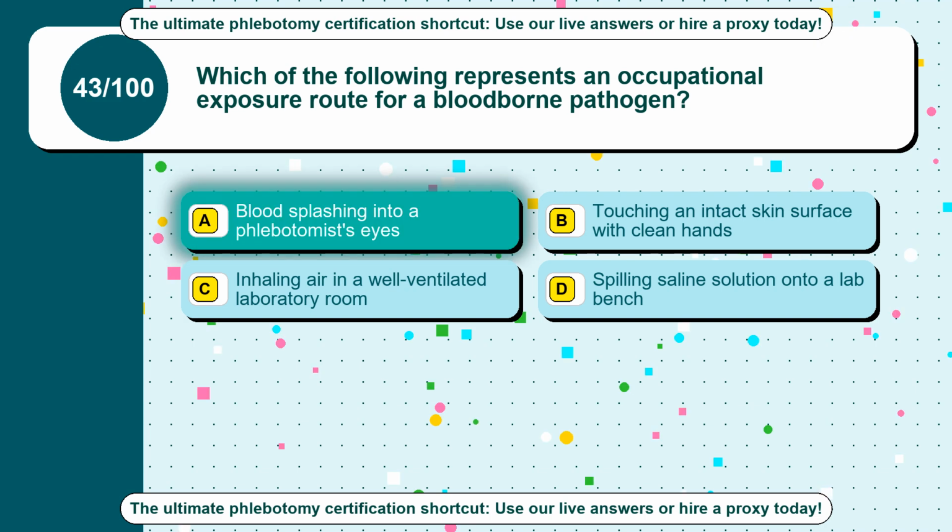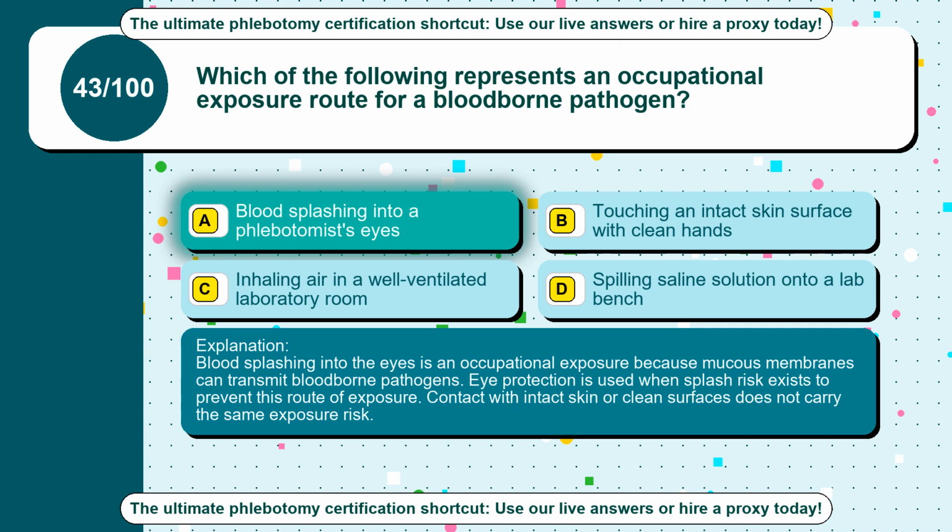Blood splashing into a phlebotomist's eyes. Blood splashing into the eyes is an occupational exposure because mucous membranes can transmit blood-borne pathogens. Eye protection is used when splash risk exists to prevent this route of exposure. Contact with intact skin or clean surfaces does not carry the same exposure risk.